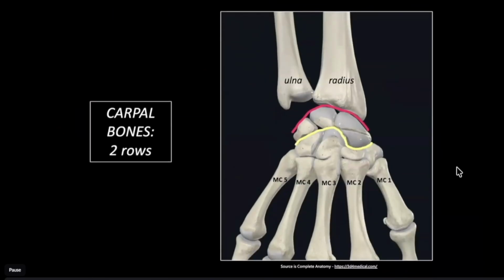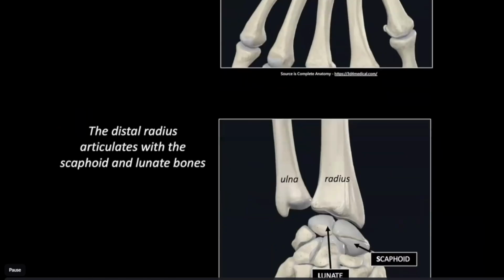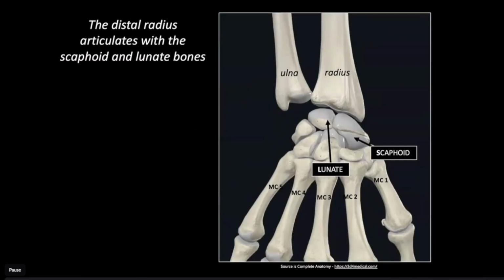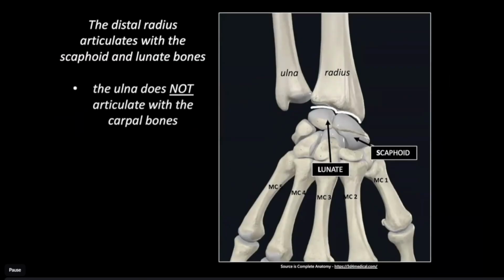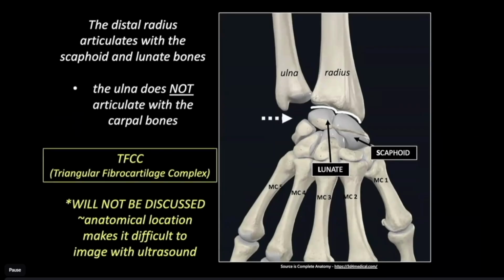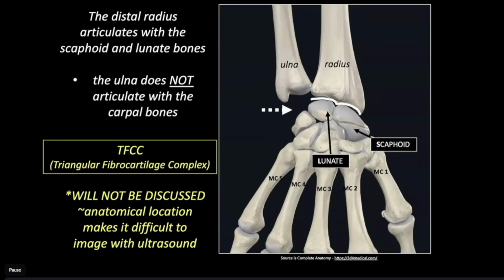There are 2 rows of carpal bones, the proximal row and the distal row. And the distal radius articulates with the scaphoid and the lunate bones. The ulna does not articulate with the carpal bones because the TFCC, the triangular fibrocartilage complex, is in that location. And I'm not going to talk about the TFCC because I don't think I can really assess it well with ultrasound. I'm going to leave that to MRI.